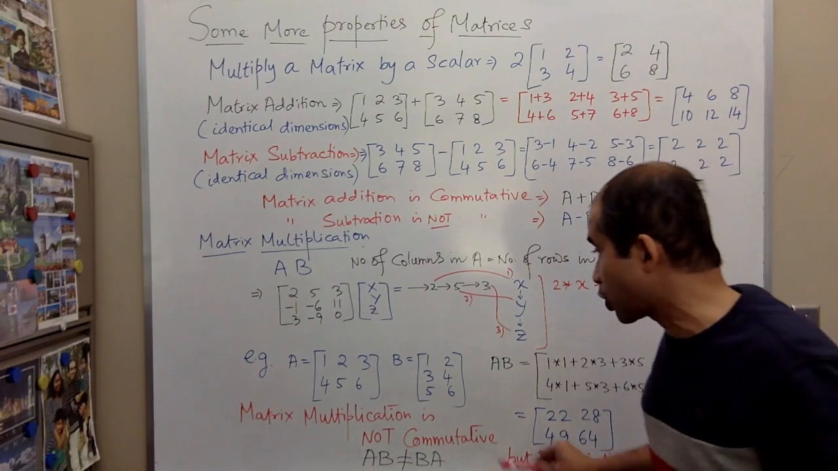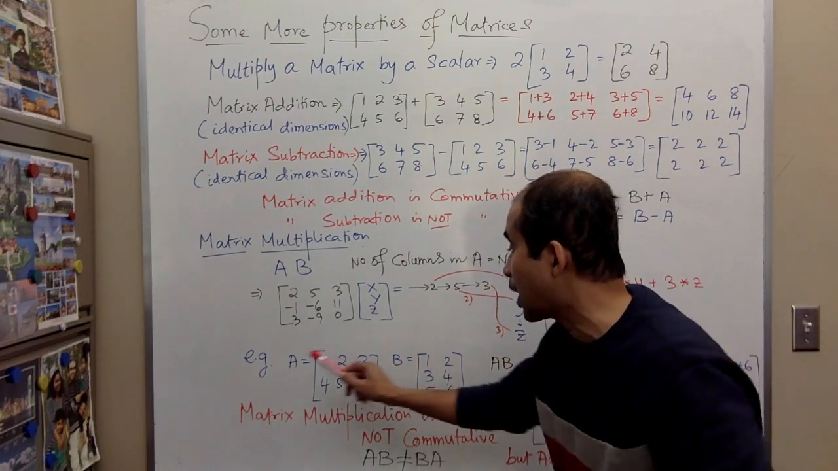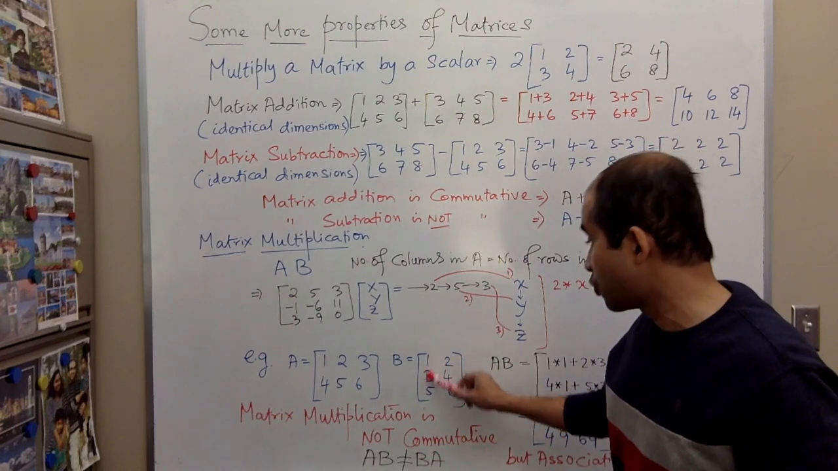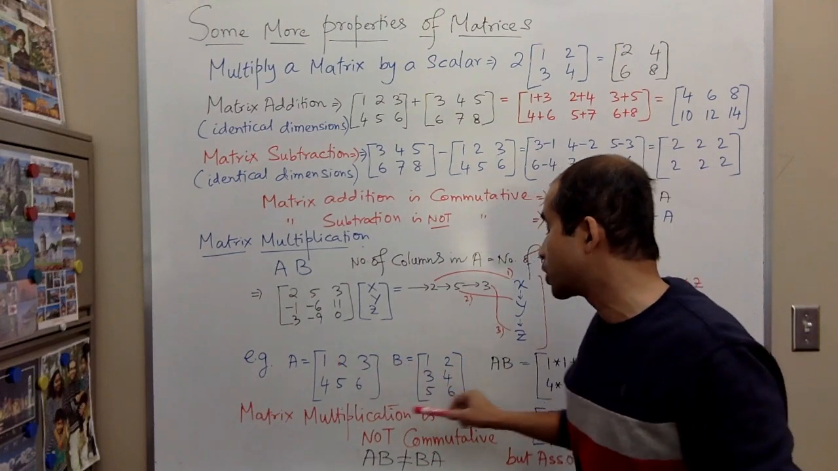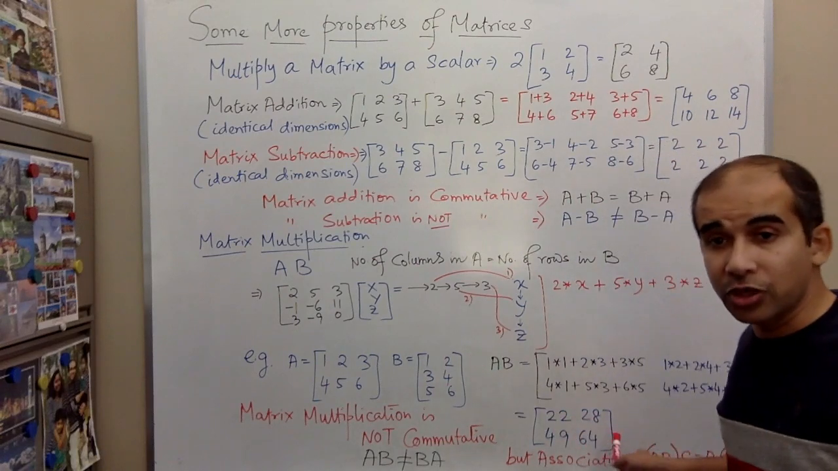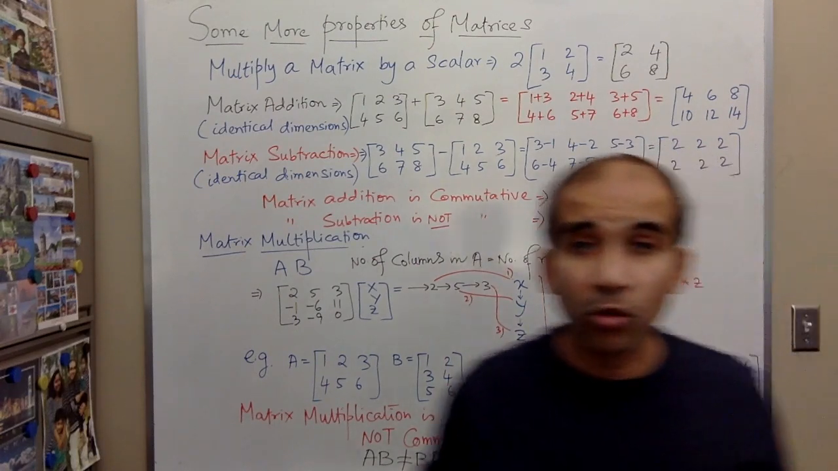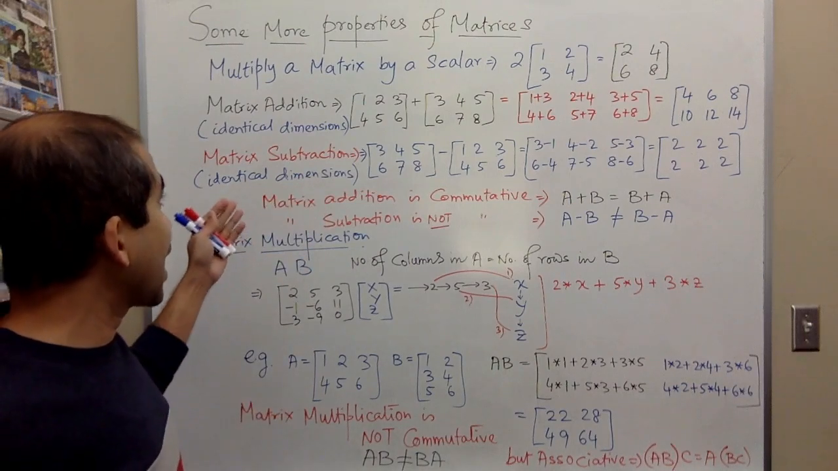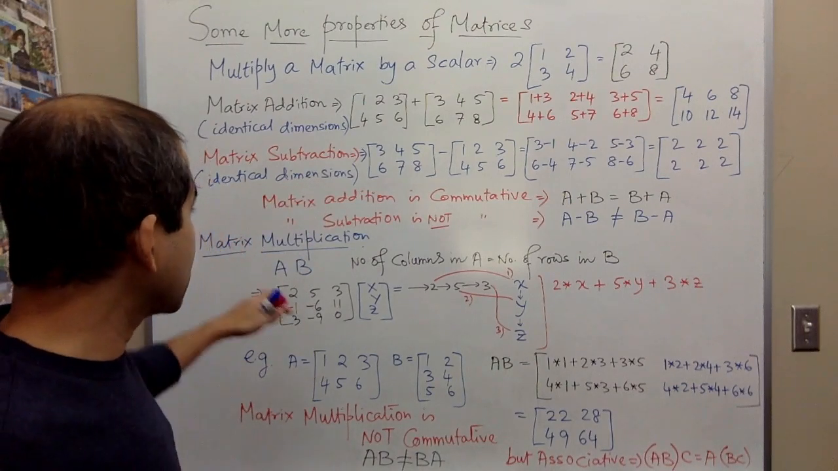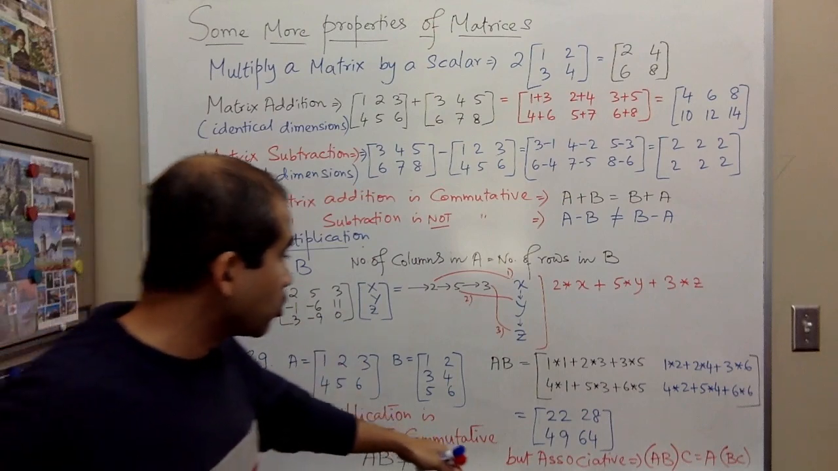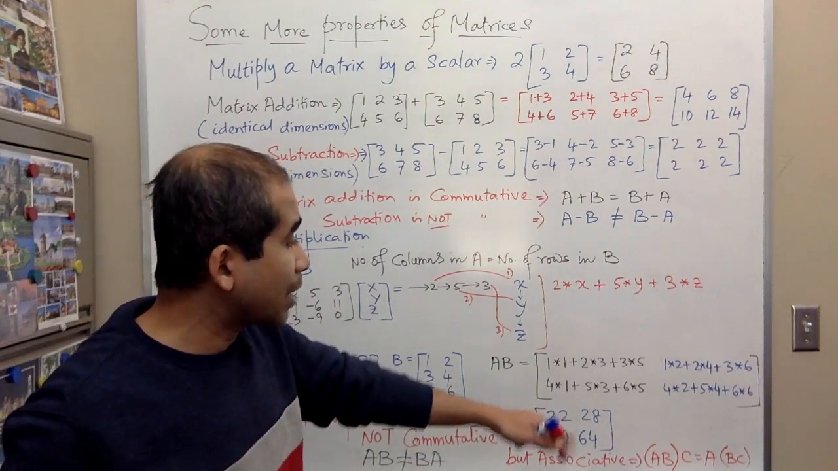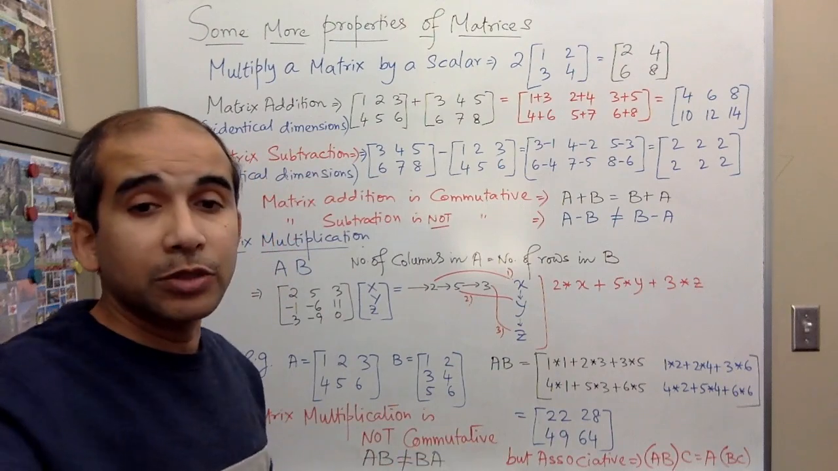If we swap them, B comes before and then A. If we multiply BA, there will be 3 rows and 3 columns, so that will be a 3 by 3 matrix. It will be a different one. So we have now seen multiplying a matrix by a scalar, and the addition, subtraction, and multiplication properties. We also want to tell you that matrix multiplication is associative. So AB times C equals A times BC.